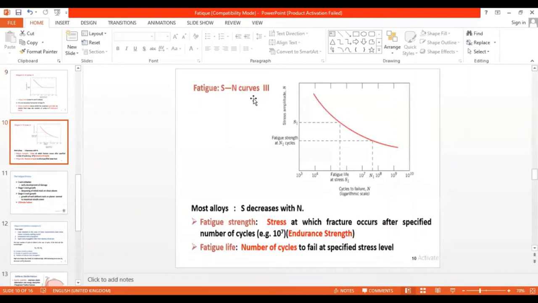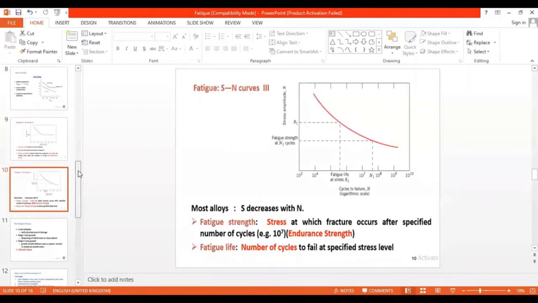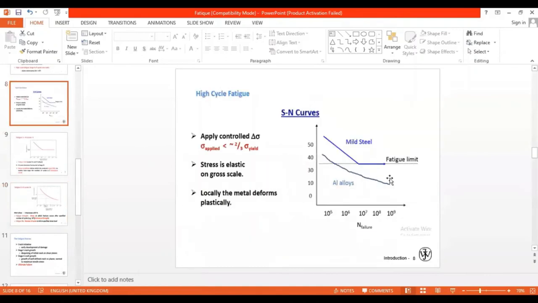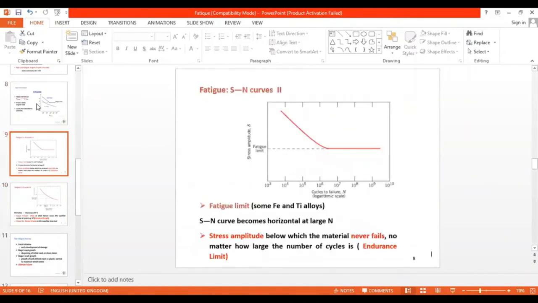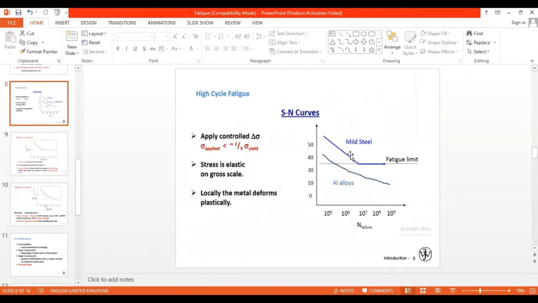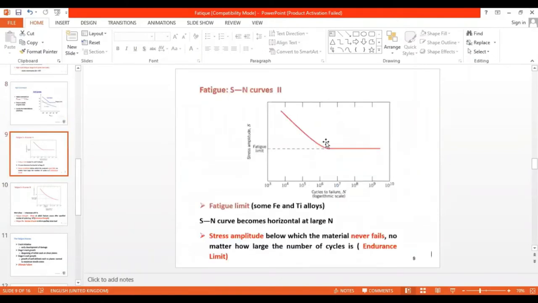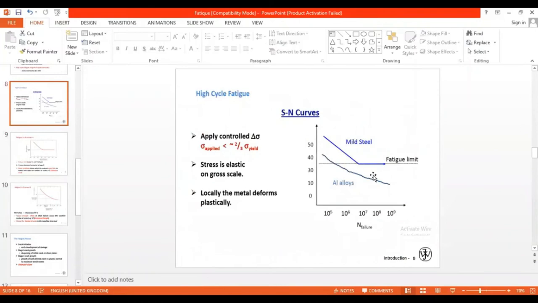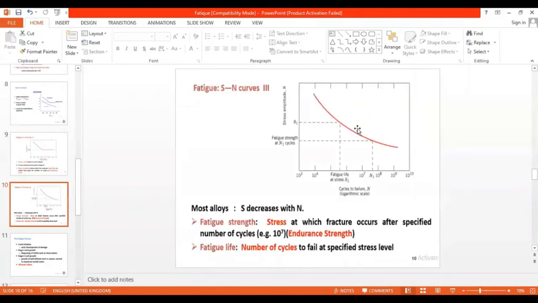There's another type of curve you can see, which is curve 3. That's what I show in the case of aluminium. Mild steel is similar to this curve, and aluminium is similar to this curve. Now we'll see about this curve. This type of curve is applicable for most alloys. The previous diagram is applicable for most of the Fe and Ti alloys.